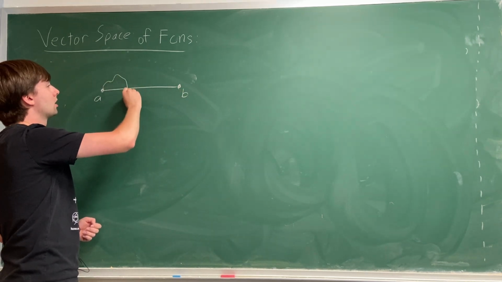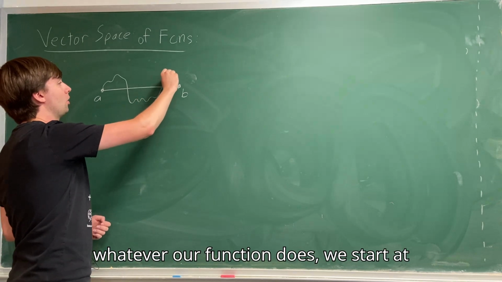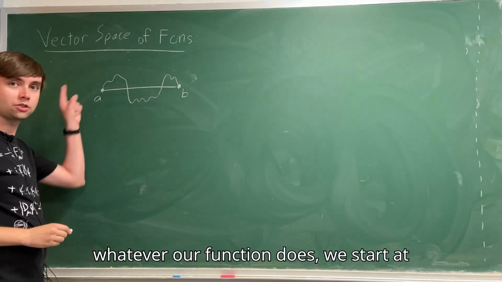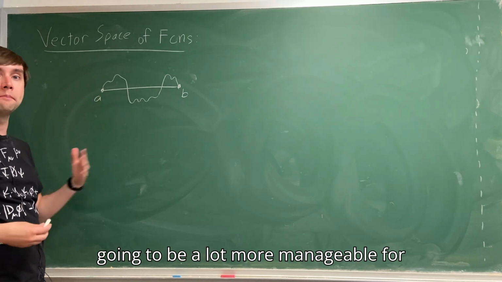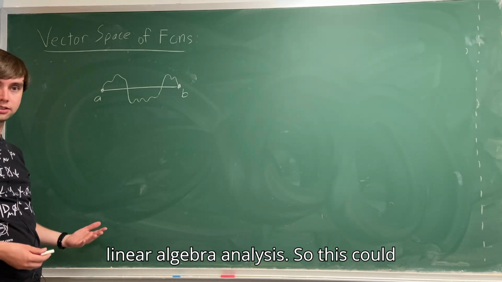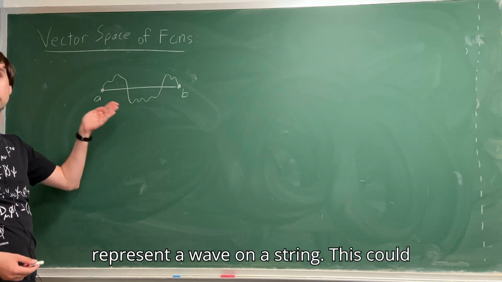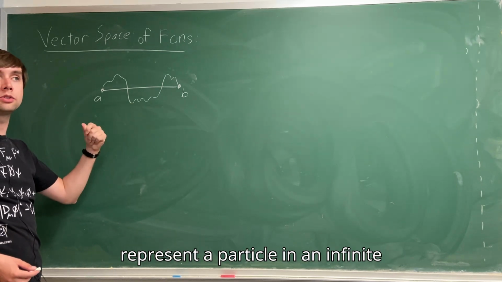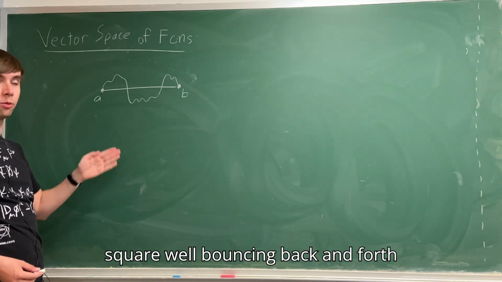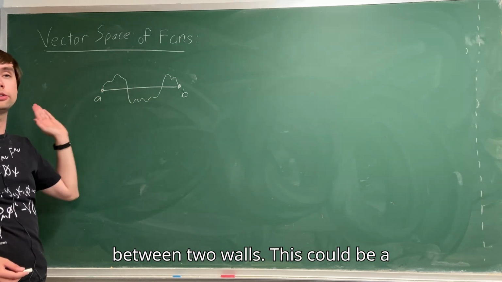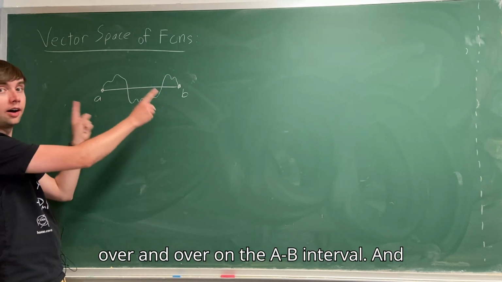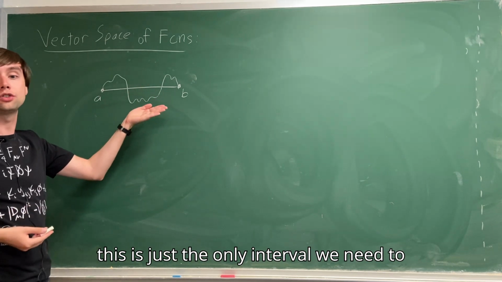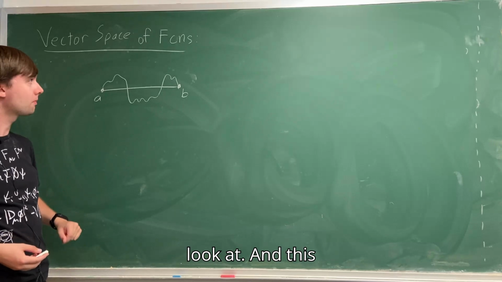where whatever our function does, we start at 0 and we end at 0. And this is going to be a lot more manageable for linear algebra analysis. So this could represent a wave on a string. This could represent a particle in an infinite square well bouncing back and forth between two walls. This could be a periodic function that's going to repeat over and over on the AB interval. And this is just the only interval we need to look at.